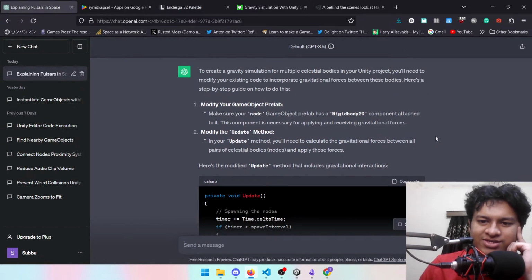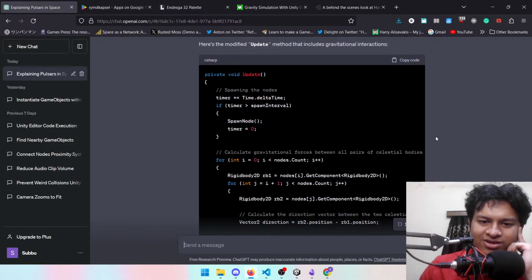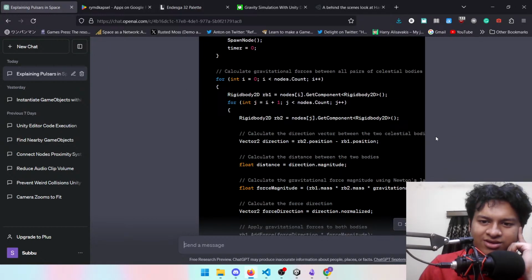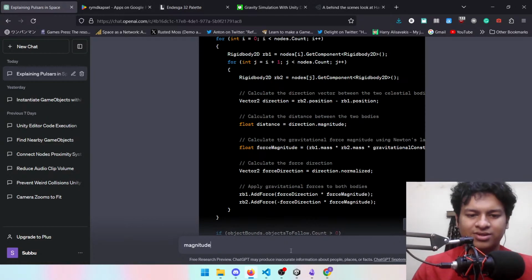Make sure your node has a rigid body today. It has a rigid body today. Modify the update method. This will get the direction, yes. Calculate the distance between the two bodies. We're just doing the magnitude. I forgot what that thing is.